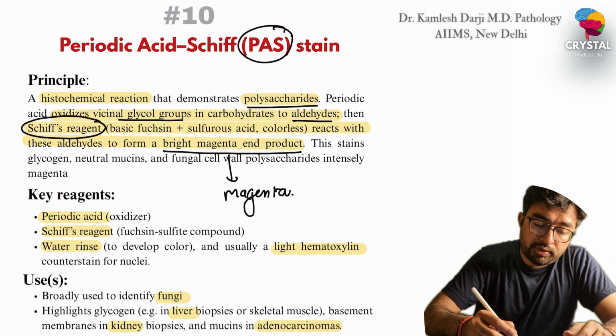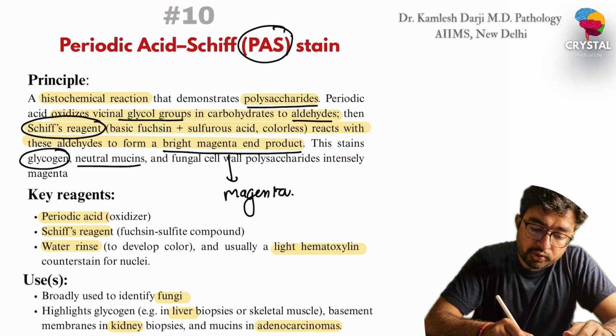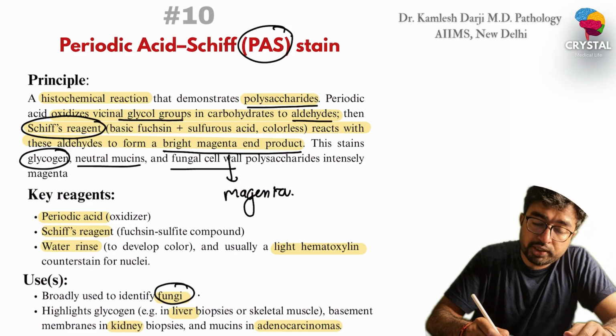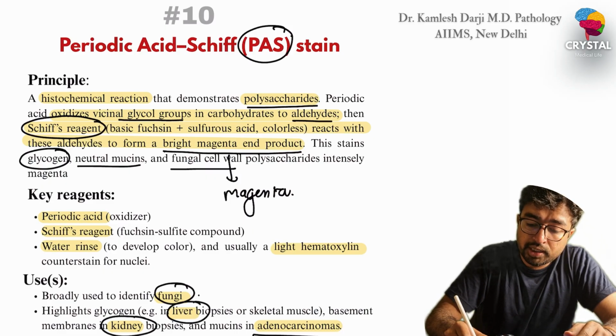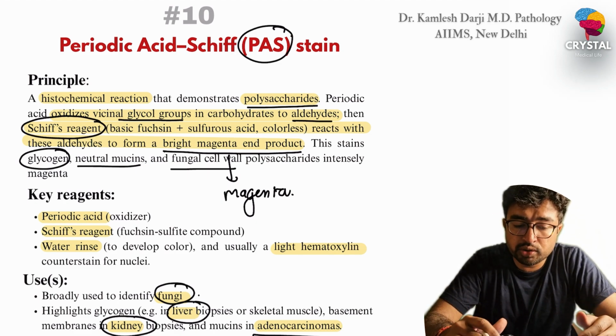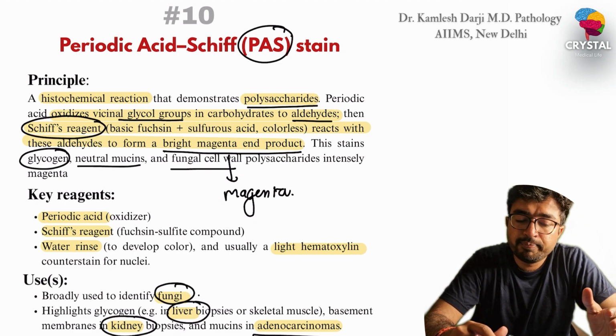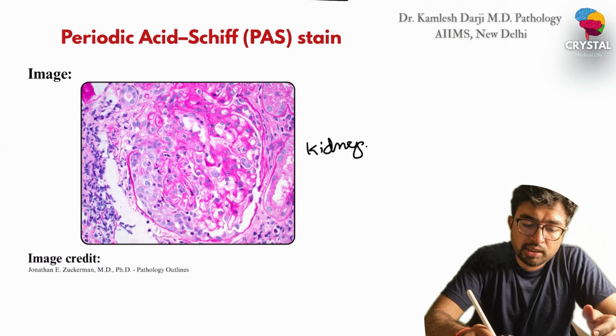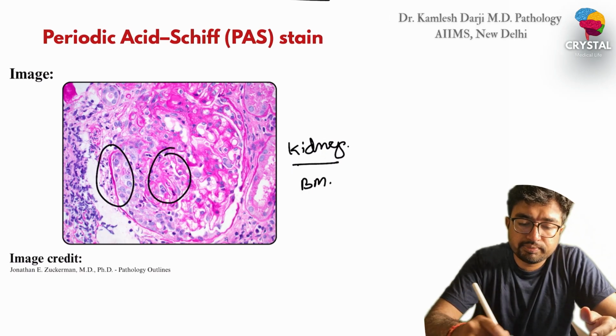So what will it stain? Glycogen, neutral mucin, fungal cell wall, and it is used in fungal infection identification, liver biopsy, then basement membrane in kidney biopsy, and you have to find out the mucin in adenocarcinoma. You can use the periodic acid Schiff stain, which is PAS stain, and you can see here a kidney biopsy, and you are seeing the basement membrane highlighted by the PAS stain.